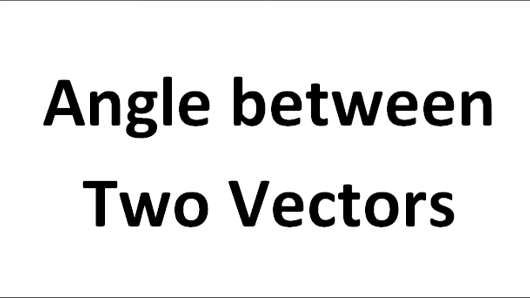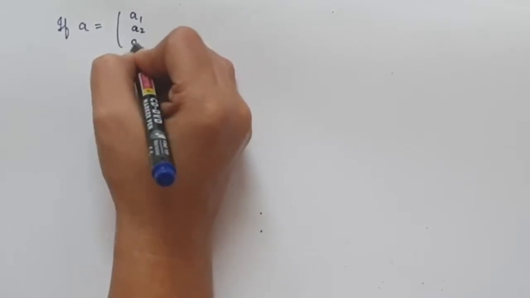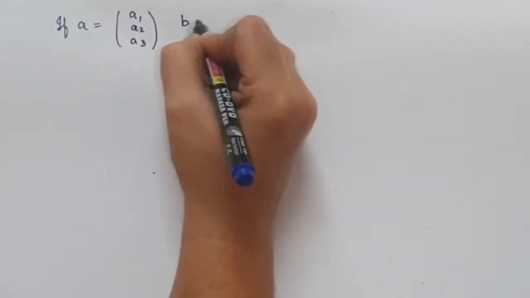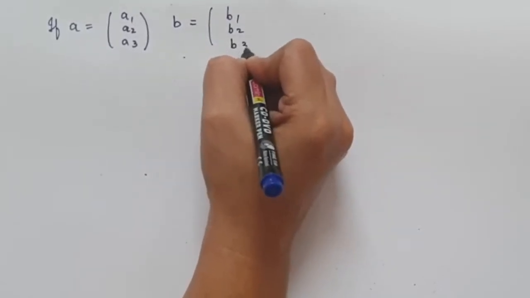The angle between the two vectors. Now we are going to find the angle between the two vectors. If vector A is equal to (A1, A2, A3) and vector B is equal to (B1, B2, B3).